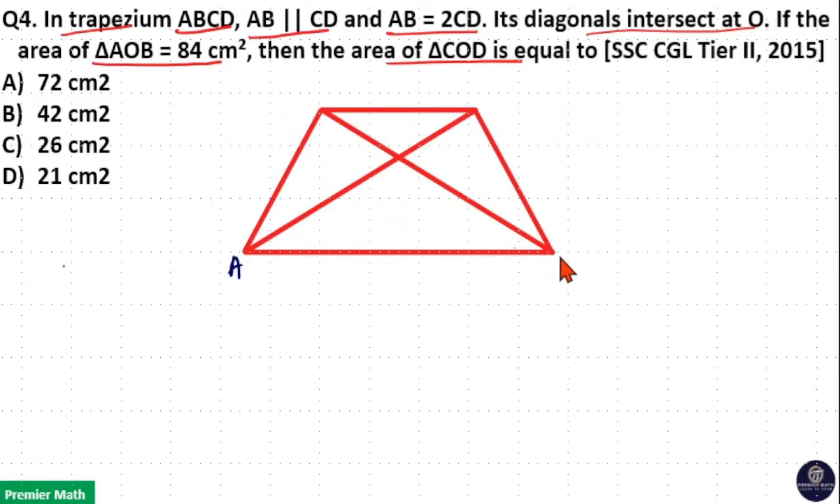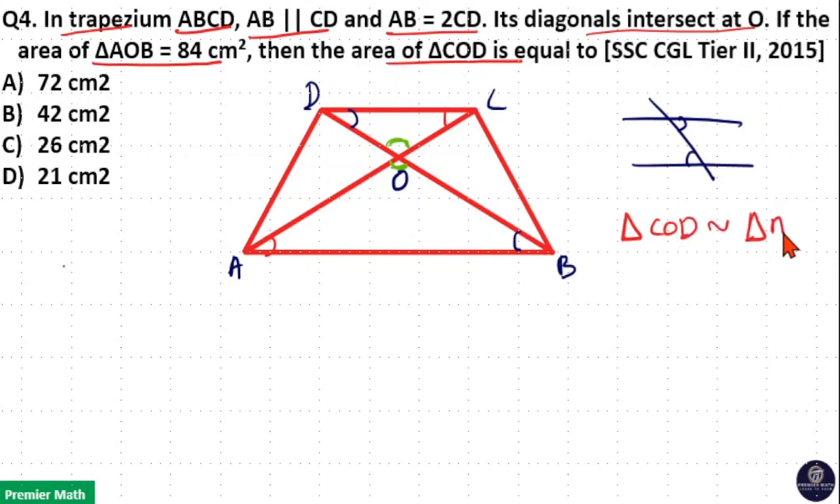Diagonals of trapezium ABCD intersect at O. When two parallel lines are cut by a transversal, alternate angles are same. Here AB and CD are parallel lines, and if you consider its diagonals as transversal, alternate angles are same, which means these two angles are alternate angles and are same. Same way, these two angles are alternate angles and are same, which means these two opposite angles are also same. That means triangle COD and triangle AOB are similar triangles.